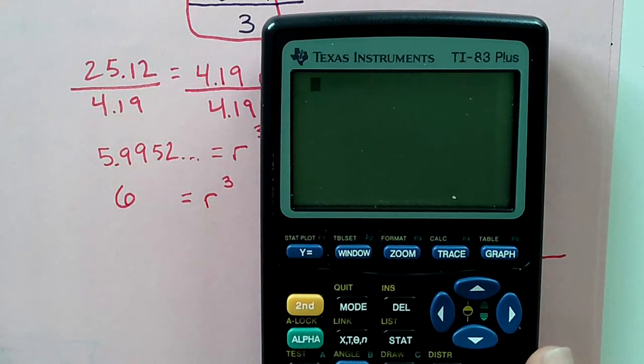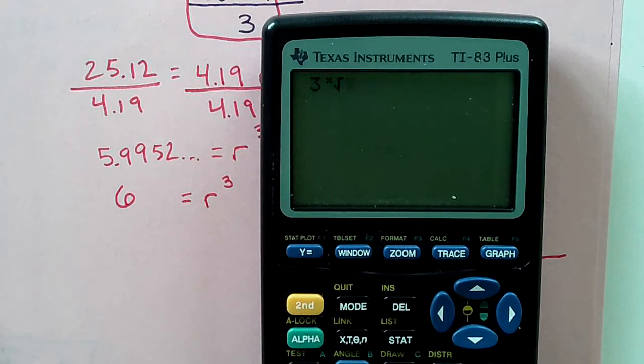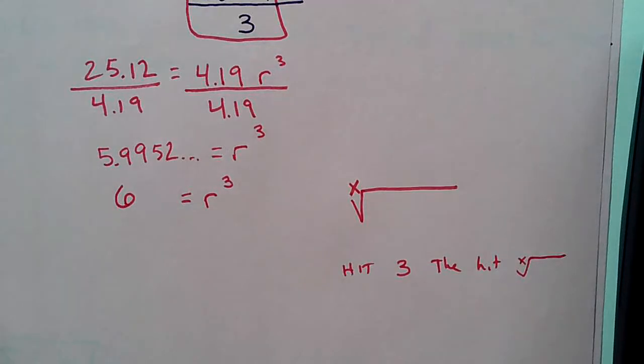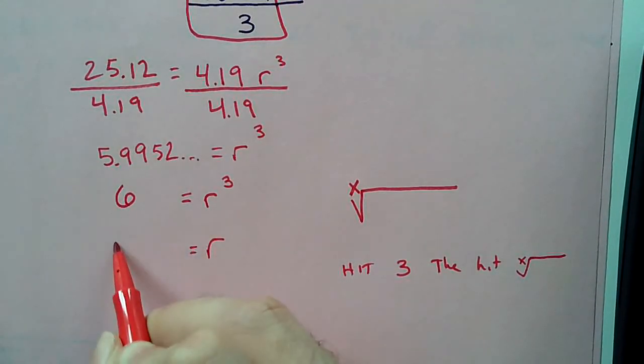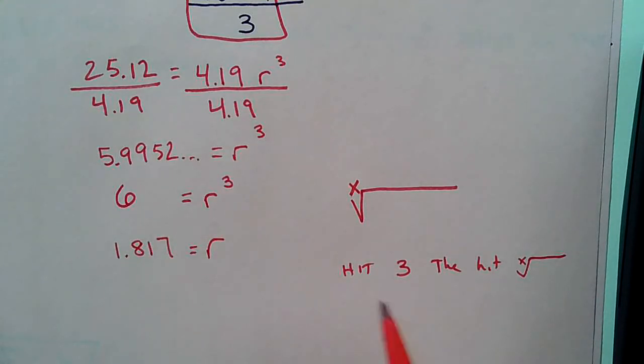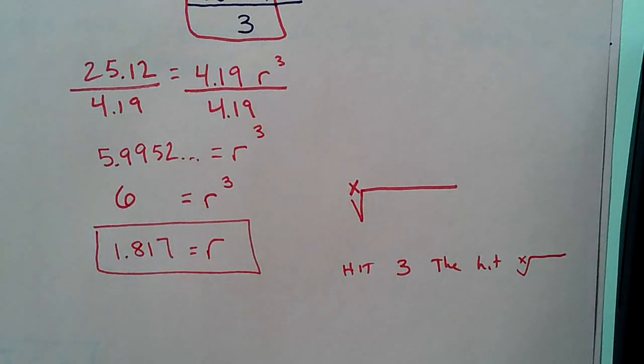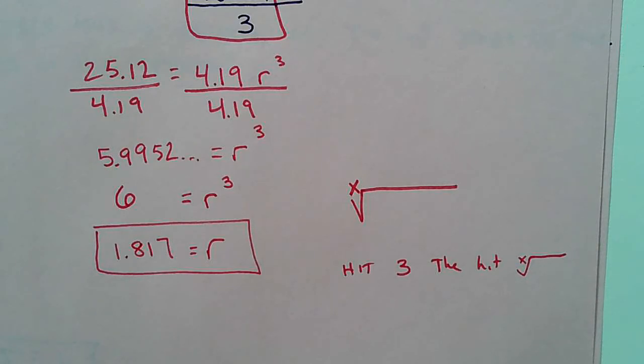I'll show you how I would do it on this one. I don't have the same calculator as you, unfortunately. I hit 3 like you would. Then I have to find that symbol. That symbol is here for me. And then I'm going to put in a 6. So my answer is 1.817. And that is how we would find the radius of a sphere given the volume. Hope this helps. It takes what we did with cones and takes it one step further with spheres and that cubed idea.